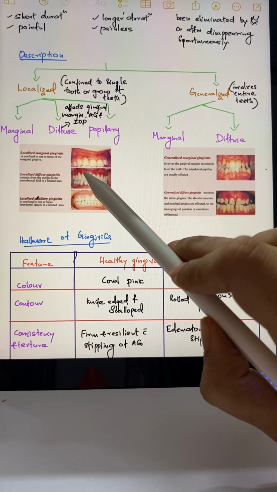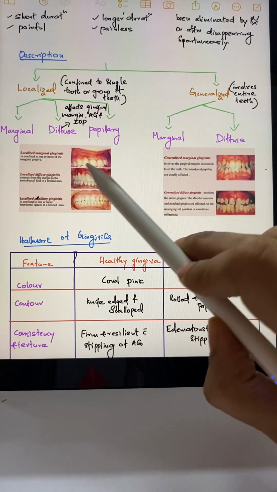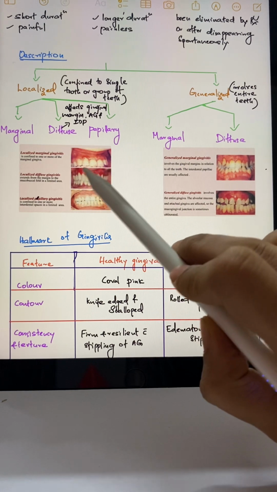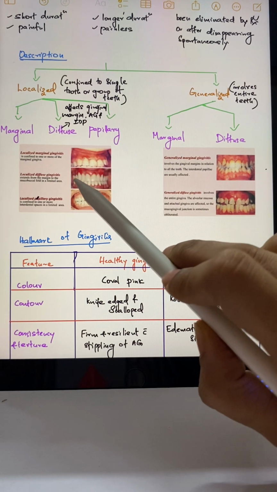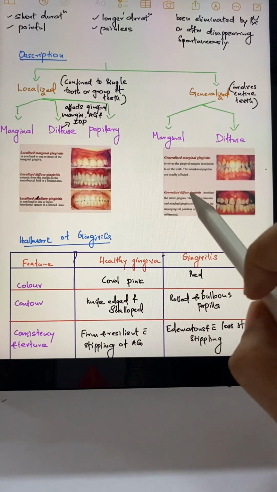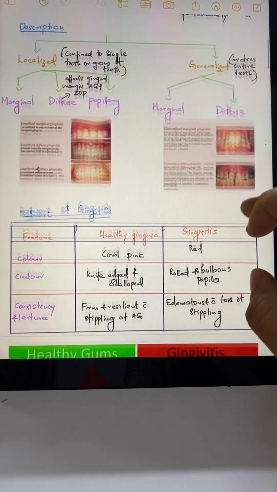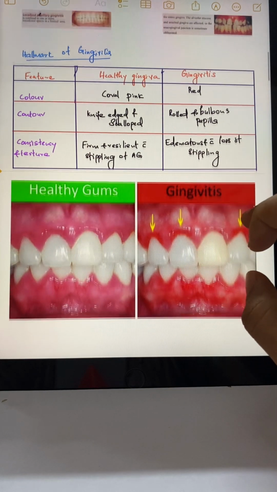Then localized diffuse gingivitis. Diffuse means it affects the gingival margin, attached gingiva, and the interdental papilla. So localized diffuse gingivitis means only a few teeth are affected, but the gingival margin, attached gingiva, and papillary area are all affected. And generalized diffuse gingivitis means it affects all the teeth, also the gingiva, attached gingiva, and the papillary area.